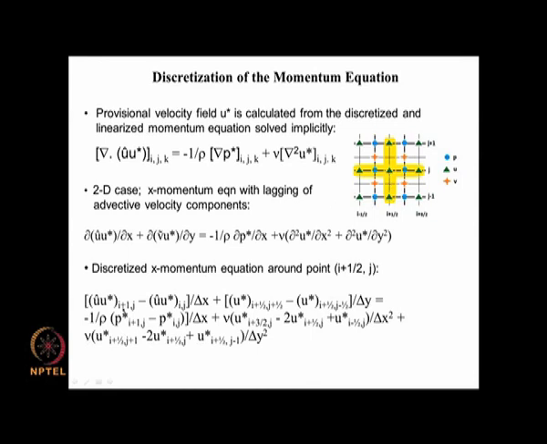So we are evaluating this term as U hat U star at I plus 1 j, which is at this point, minus U tilde U star at I j, which is this point. So if this is I plus half, this is I here. So this value minus this value divided by delta x, and that is what we have written here. And similarly, we should be looking at this term here as this value minus this value, divided by delta y here.